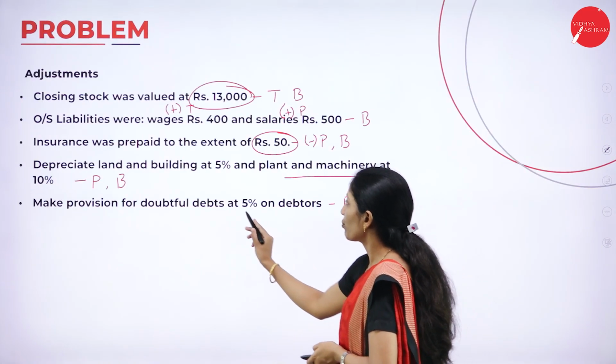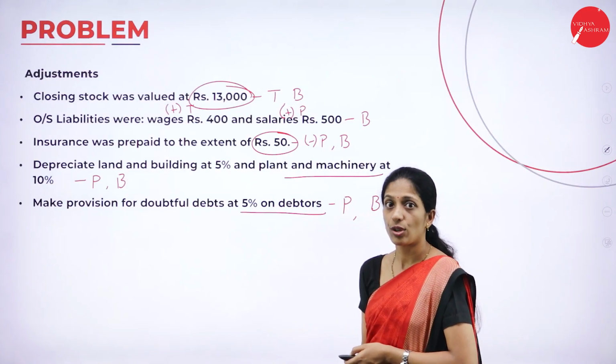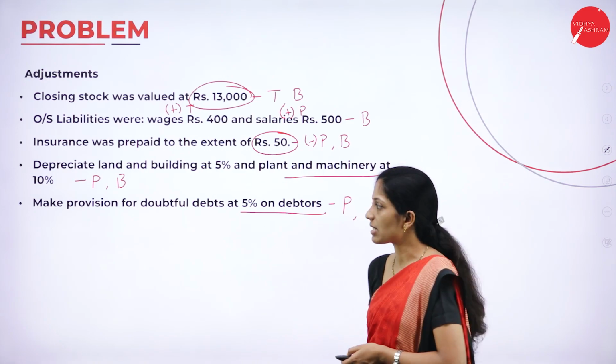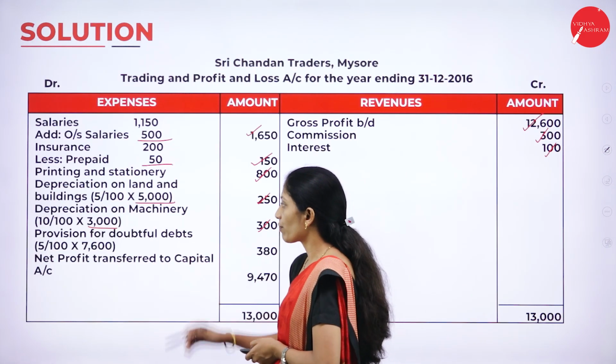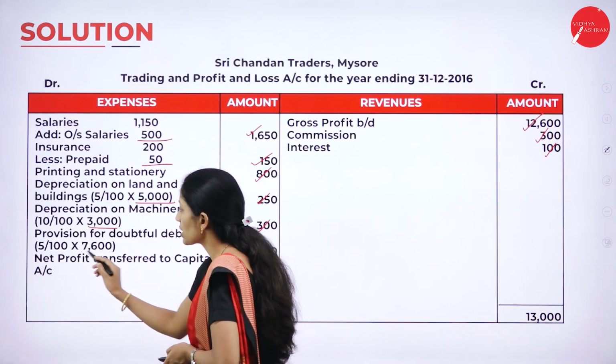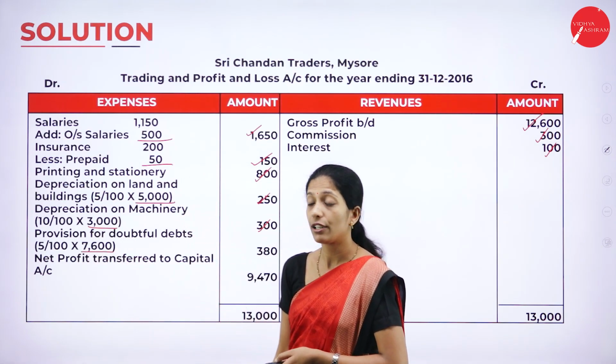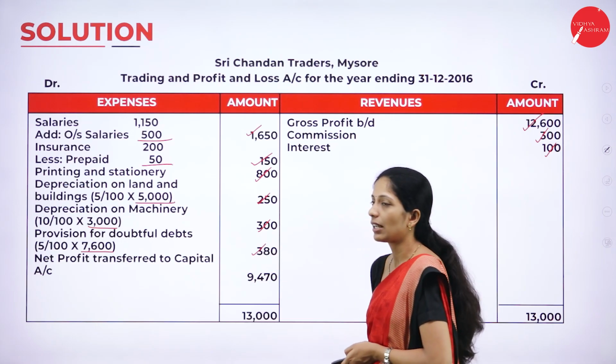Next, provision for doubtful debt at 5% on debtors. So we have to calculate and write in the debit side. So provision for doubtful debt, 7,600 is the value of debtors into 5%, so you'll get 380.